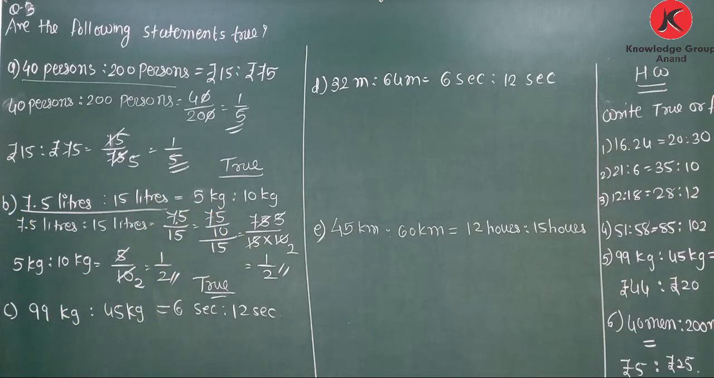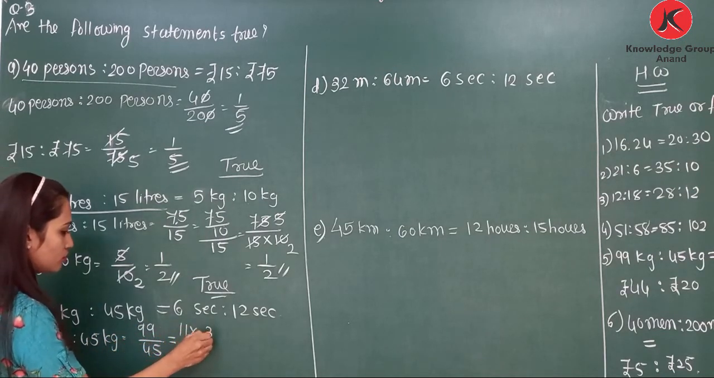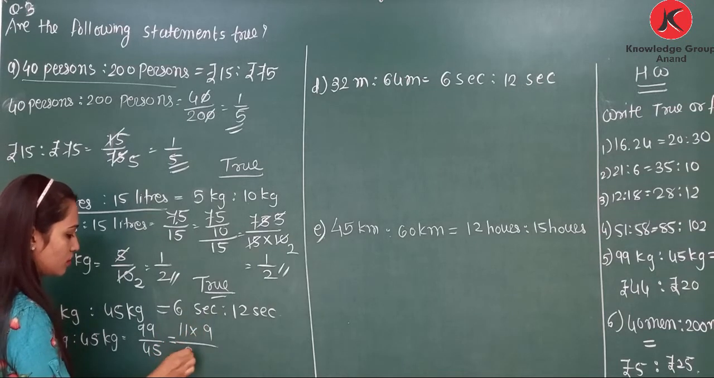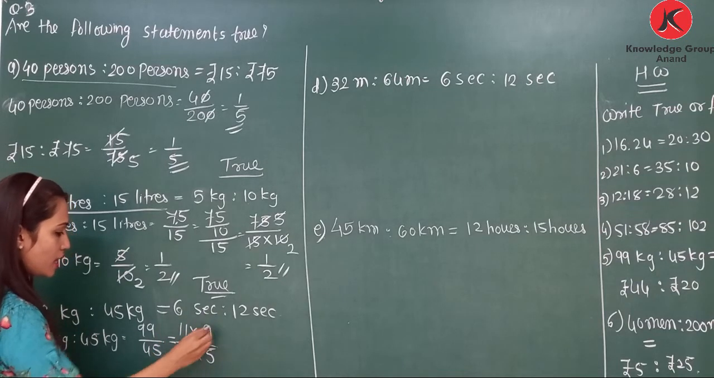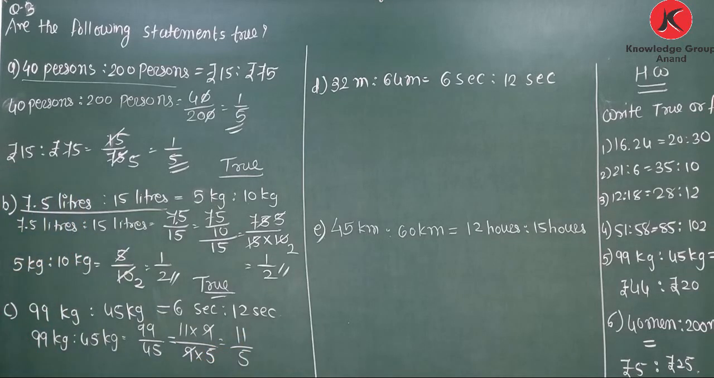Next, 99 kg is to 45 kg, 6 seconds is to 12 seconds. So let's find first here, 99 kg is to 45 kg. So that will be 99 by 45. Now factorize this, 11 9s are 99, 9 5s are 45, 9 is the common factor. So it is 11 by 5.